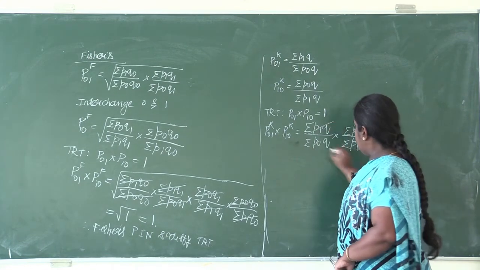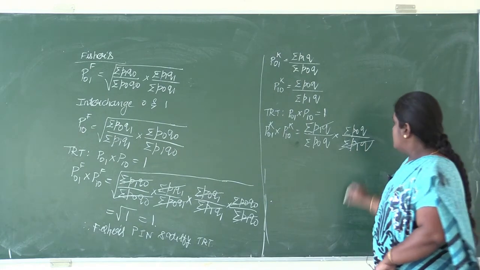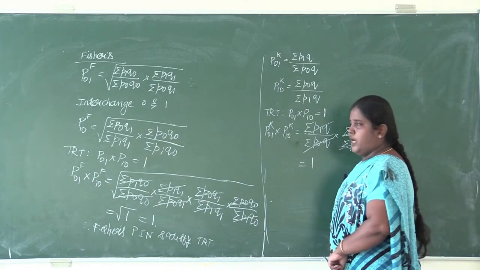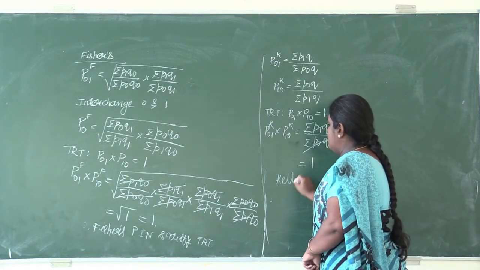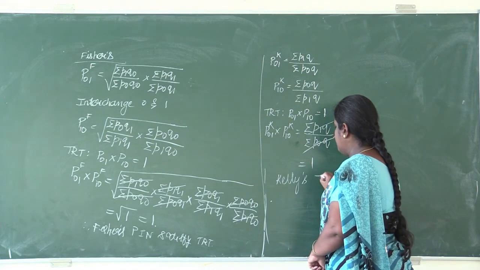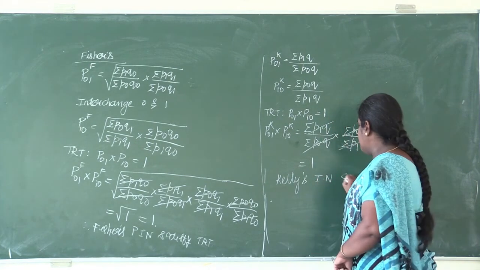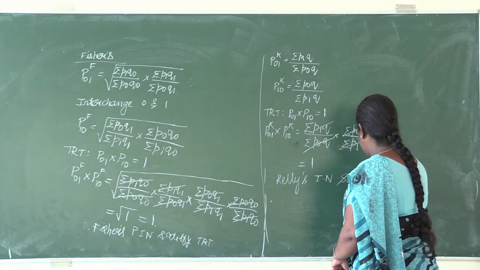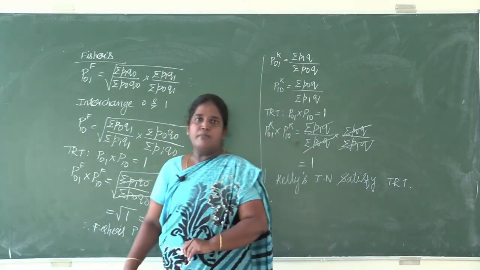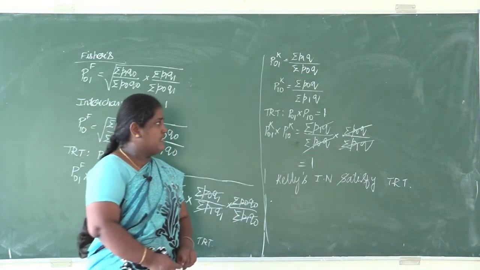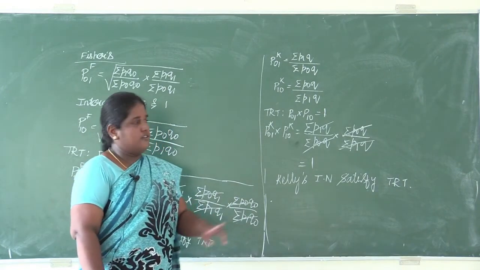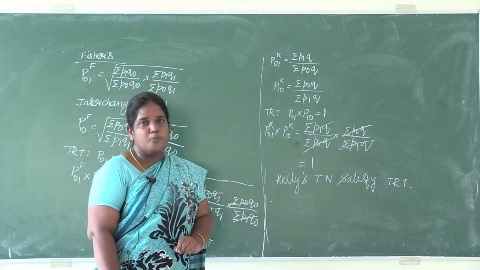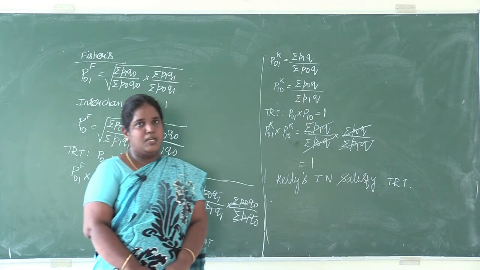So sigma P1Q and sigma P1Q will get cancelled. Sigma P0Q and sigma P0Q will get cancelled. We will get equals 1. So Cayley's index number satisfies time reversal test. So among the methods, three satisfy the time reversal test, that is Marshall-Edgeworth, Fisher's and Cayley's index number. Laspeyres, Paasche and Darvish-Pauli index numbers will not satisfy time reversal test.